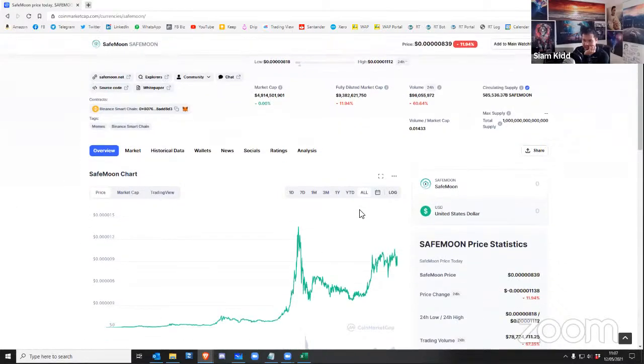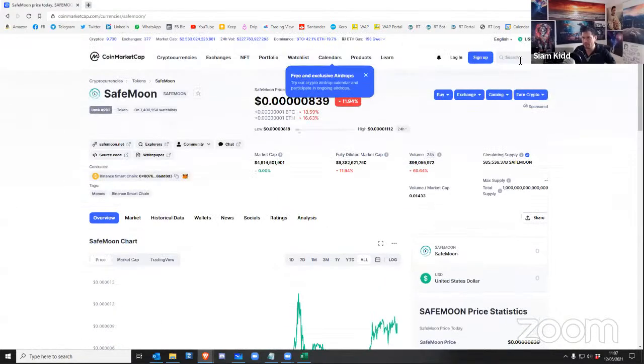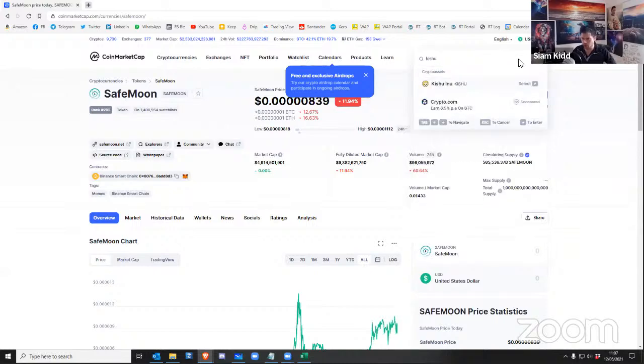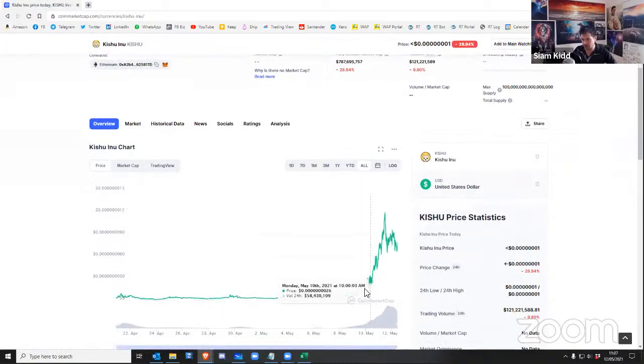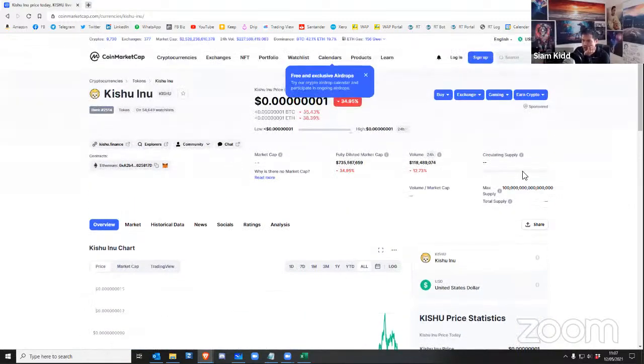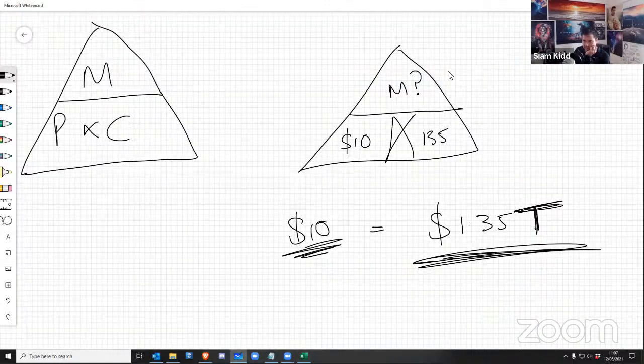Ironically, I've doubled my money on this one, and on other ones like Kishu, I got in all the way down here, the 30th of April, and I only put $370 in. It's now like $4,000. But anyway, let's just look at this one, Kishu Inu. Someone said, "Oh, Simon, all this needs to do is get to $1." Well, okay, let's work this out.